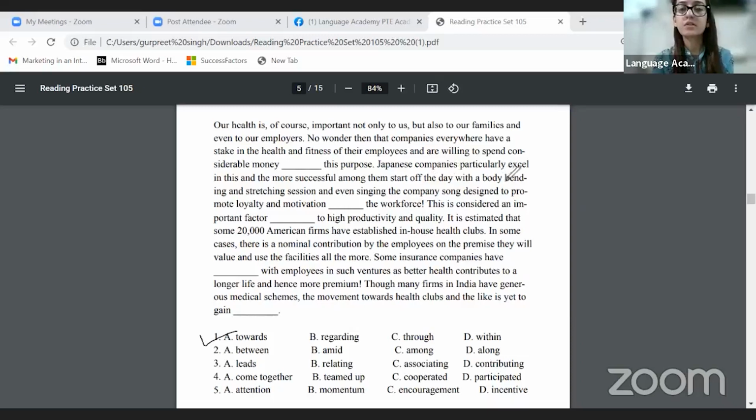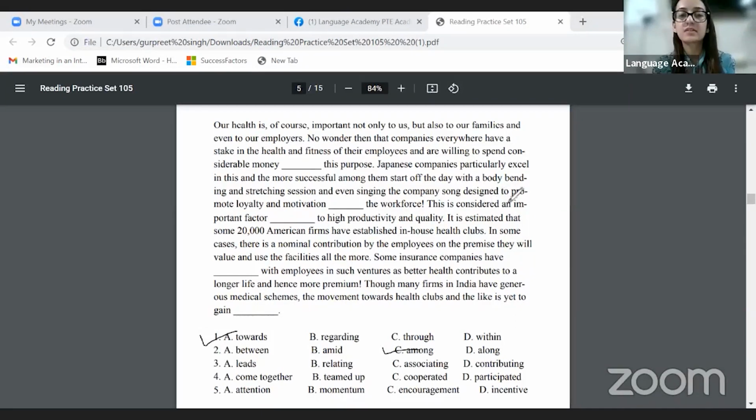Japanese companies particularly excel in this, and the more successful among them start off the day with a body bending and stretching session, and even singing the company song designed to promote loyalty and motivation dash the workforce. And this is almost everybody's right, because workforce will include a lot of people, and whenever there are more than two people, we say among the people. Amid is not used with human beings. Amid is used with events, like amid the conflict, means during or in between the conflict. Between is for two people and along means side by side. So we want to promote loyalty in the workforce, not side of the workforce.